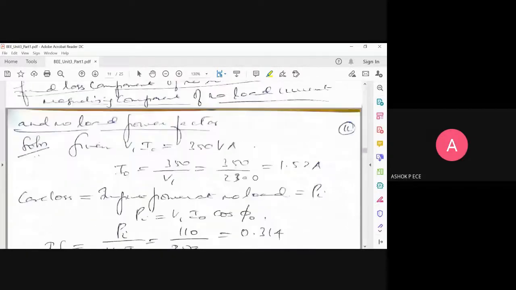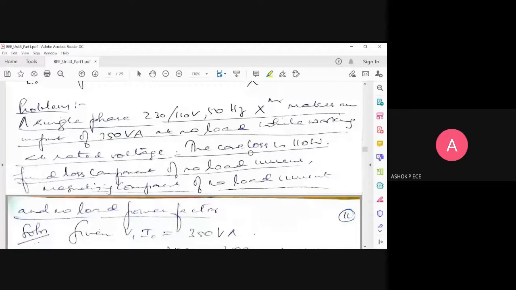And see here, a problem is given. Just look at the problem. A single phase 230 by 110 volt. This notation you should be very clear. Many books will give this notation, which means that this is your primary voltage, this is your secondary voltage. The first number is primary, second one is secondary. So primary is 230 volt, secondary is 110 volt.